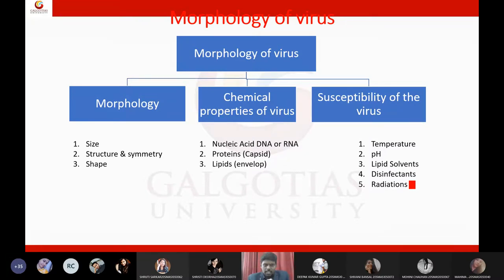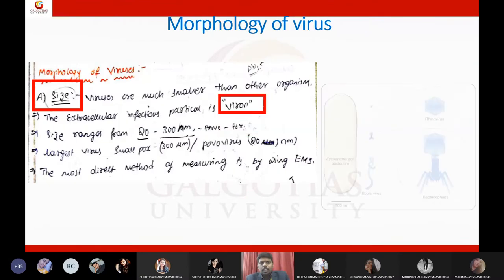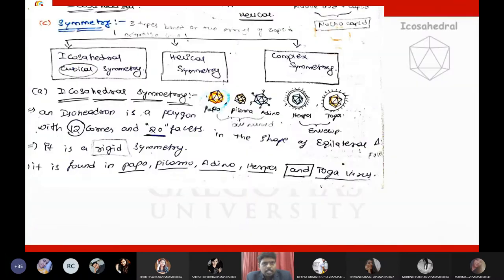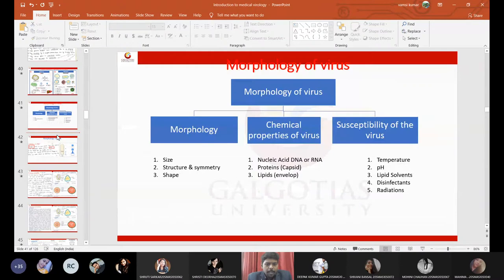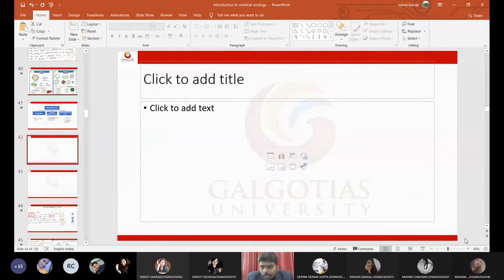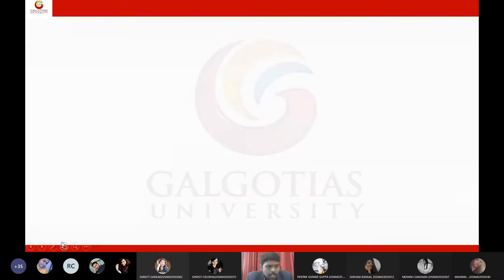So first let me start with morphology. I need an empty board here to discuss. Let me take one empty board and divide the board. Viral morphology, pay utmost attention. Very, very important. Pay utmost attention, everyone. Take a highlighter. So is everyone paying attention, students? Are you listening?